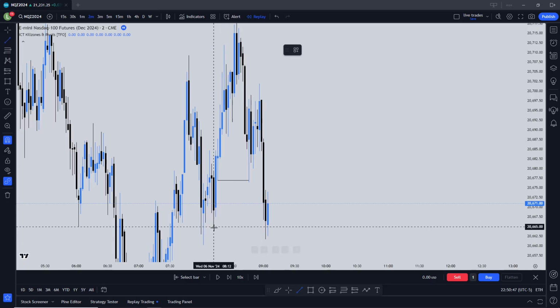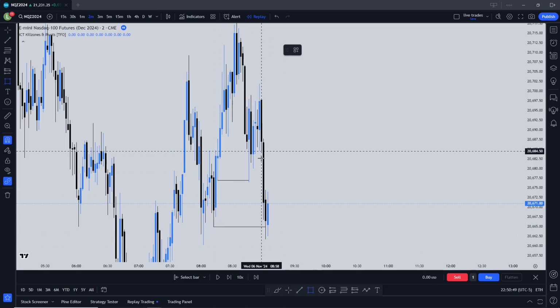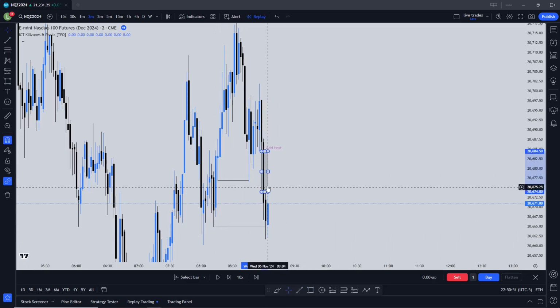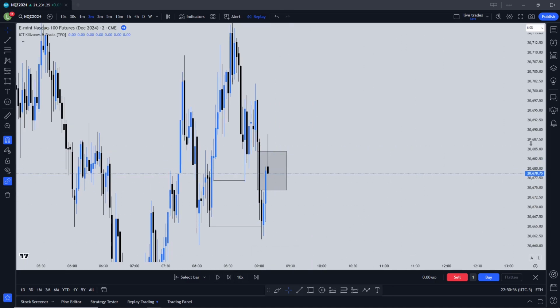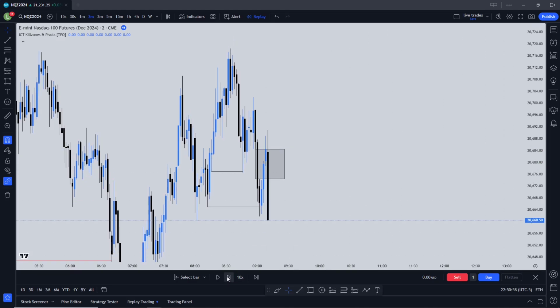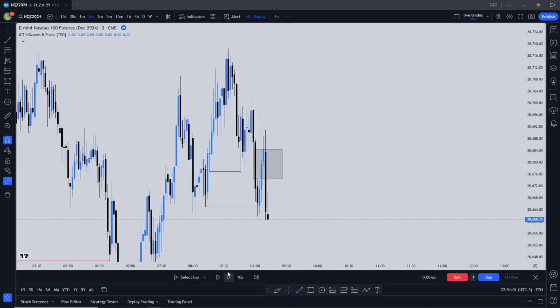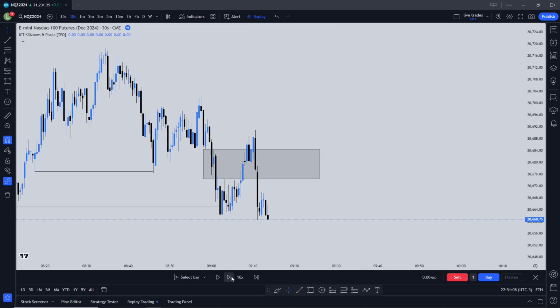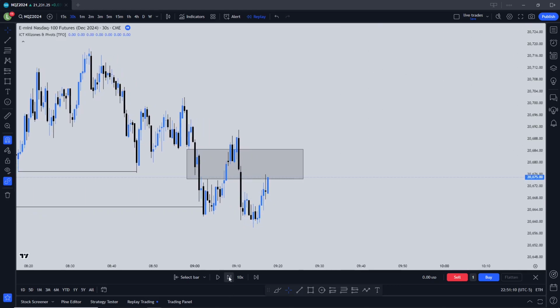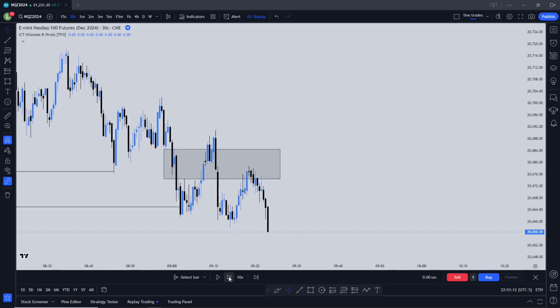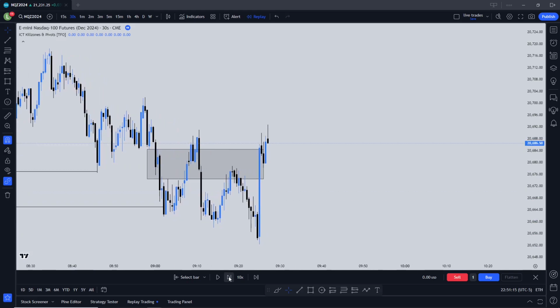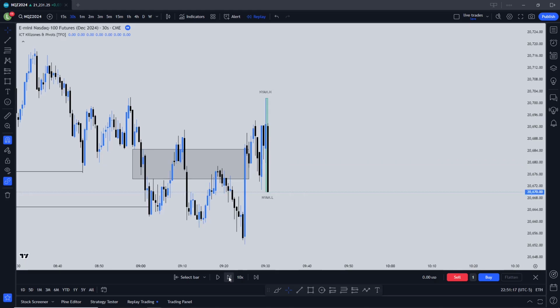All right, we have a liquidity sweep here. We have a 2 minute fair value gap. And no inverse there. No trade. All right. Just keep playing it out. And I'm just going to go all the way to 9:30 market open. All right, now we're at 9:30 market open.